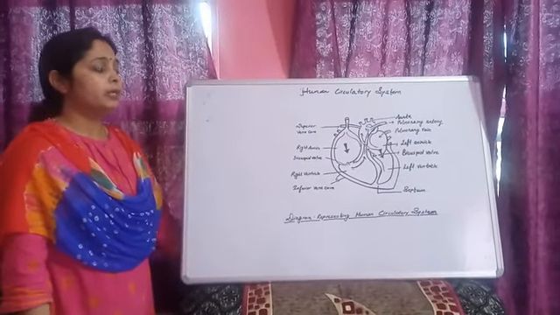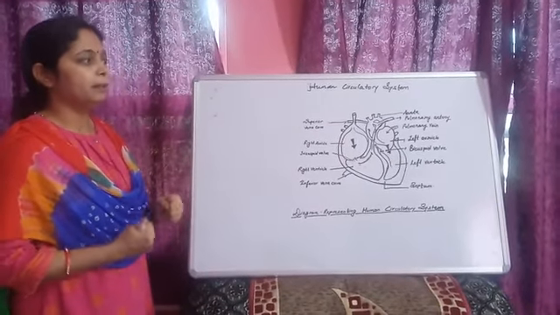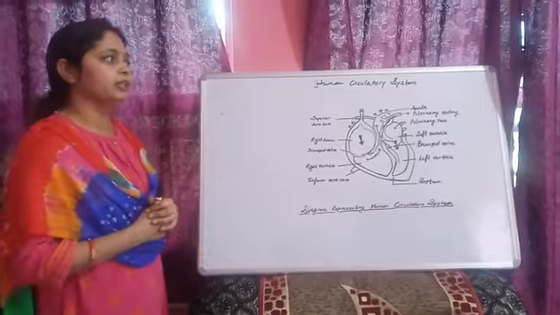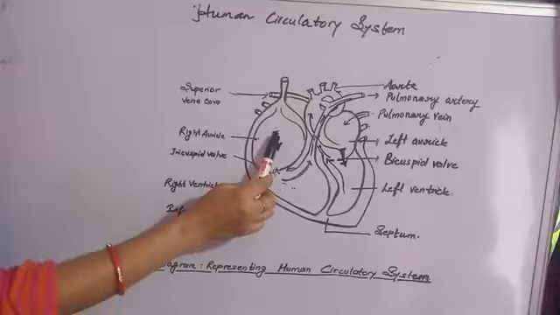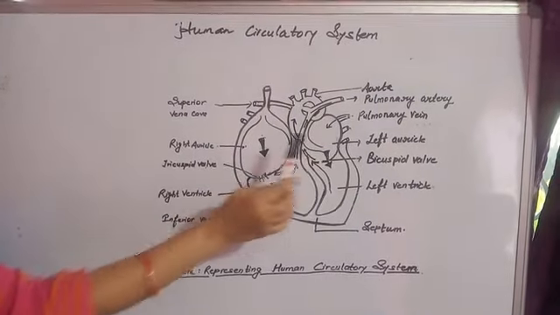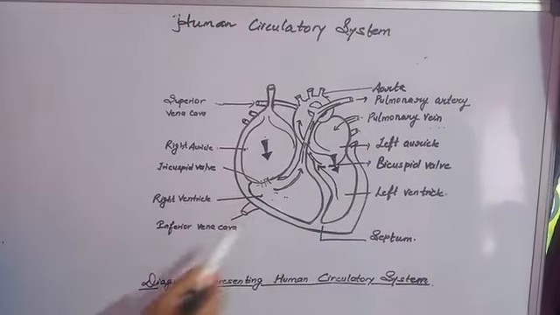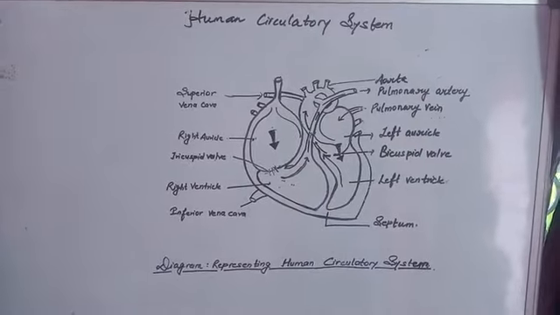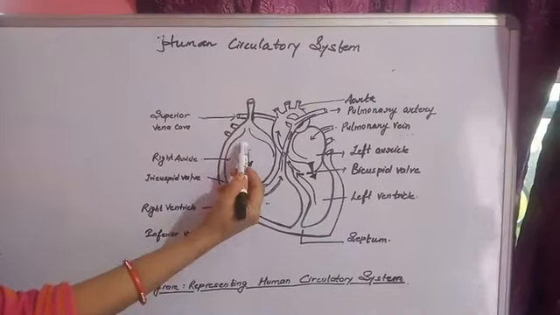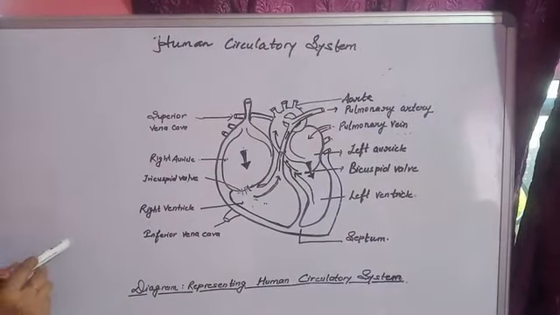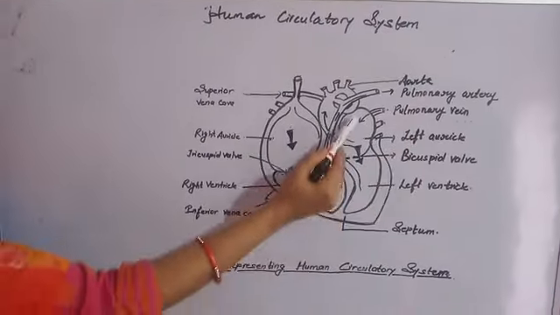What is the main function of our heart? The main function of our heart is to receive blood, pump it and circulate it throughout the body. The heart has 4 chambers. These two chambers are the auricles, right auricle and left auricle. These collect the blood. And these are the right ventricle and left ventricle. These pump the blood. The right auricle and right ventricle deal with deoxygenated blood, and the left auricle and left ventricle deal with oxygenated blood.